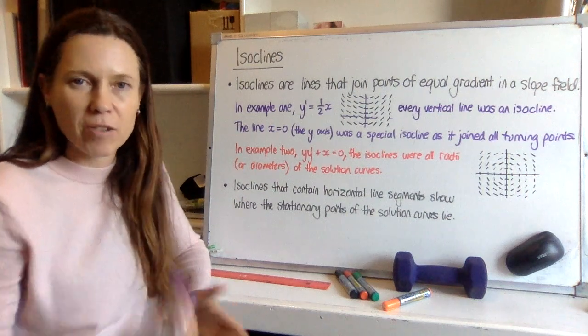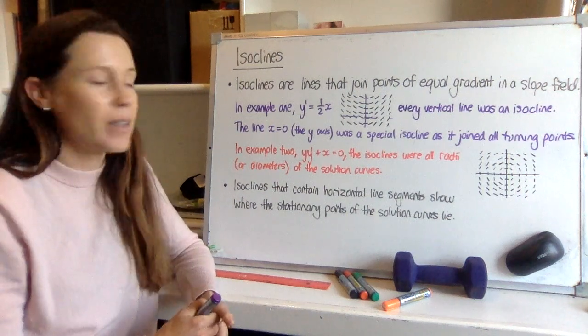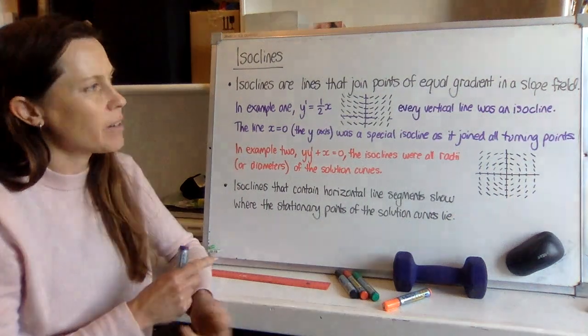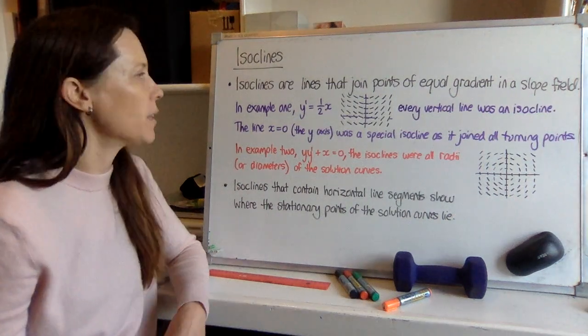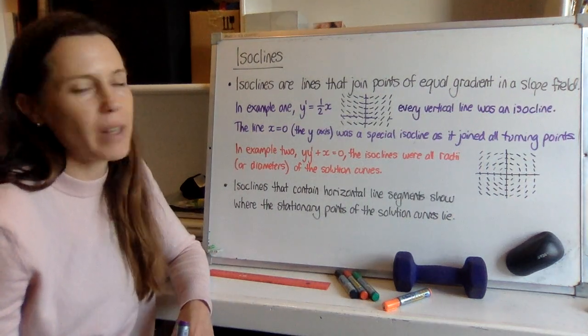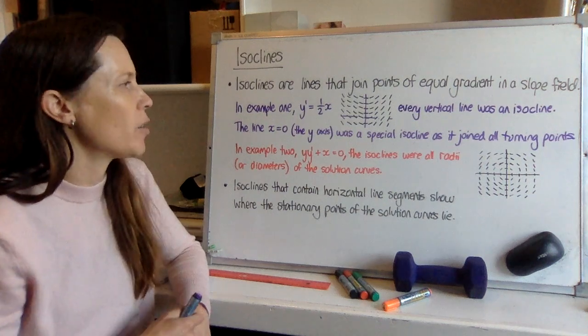Now, the last thing that we need to look at in this lesson is isoclines. An isocline is just a line, and it could be a curve, could be a straight line, but it joins all of the points that have the same gradient in our slope field.